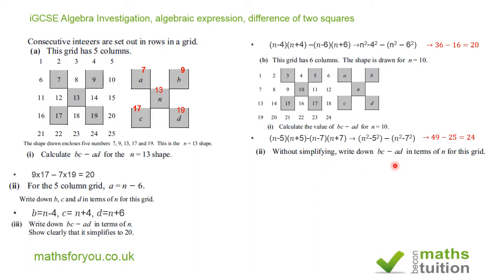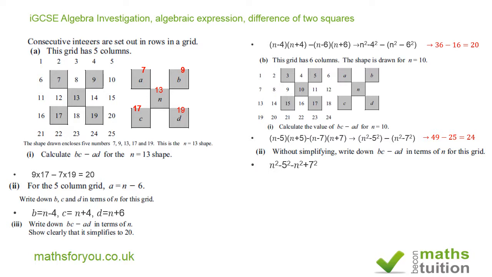Right. And it says, without simplifying, write down BC minus AD in terms of n for this grid. Without simplifying. Okay, that's what we've already done there. But let's see. Now, we then end up with n squared minus 5 squared minus n squared plus 7 squared without simplifying. Now, that's what's required. Yeah, because when you open the brackets, that will change that to plus there. So that's what's required. That's our answer there.